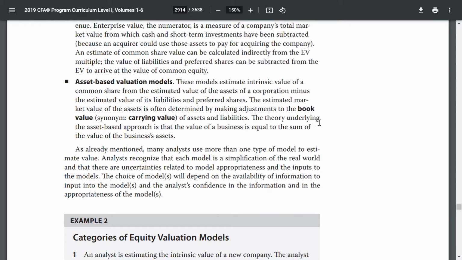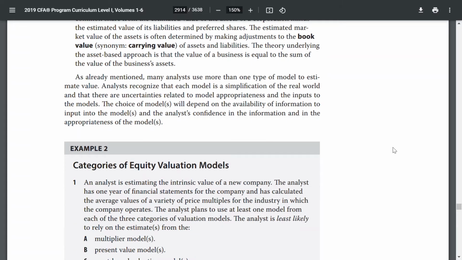Asset-based valuation models. The models estimate the intrinsic value of a common share as the estimated value of the assets of the corporation minus the estimated value of the liabilities and the preferred shares. So yeah, this is how much the assets are worth.